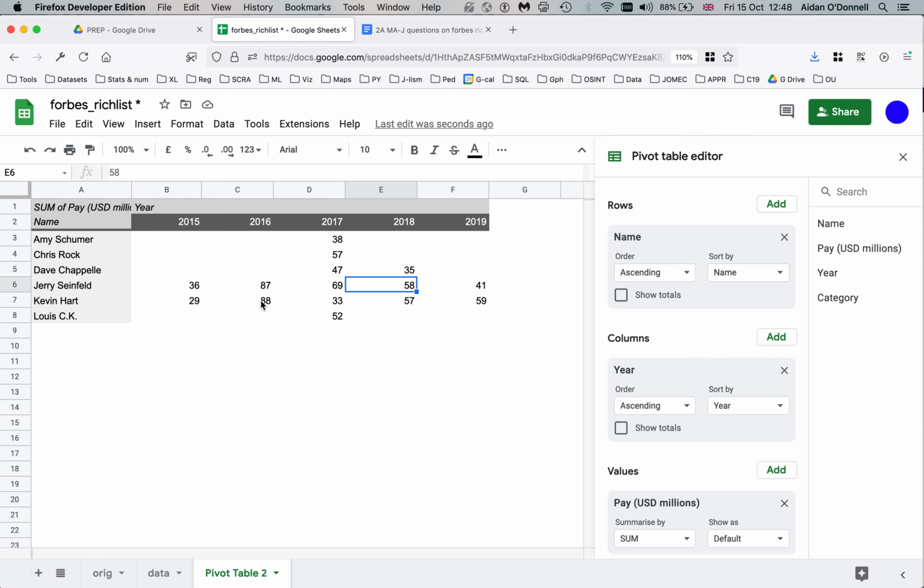And we can see that looks like this one, 88. So Kevin Hart in 2016 had the richest year. There we go. So those are the answers to the questions, all done with a pivot table.